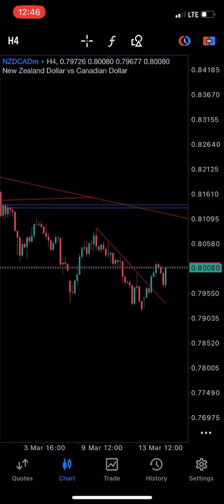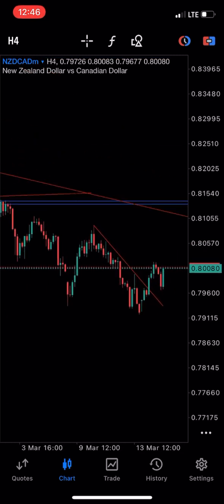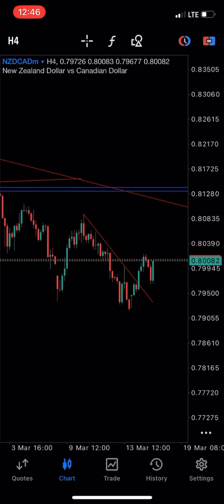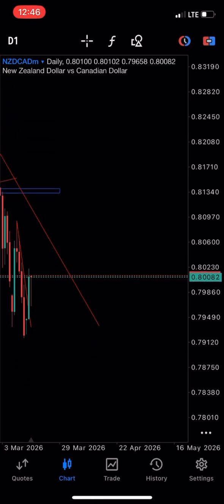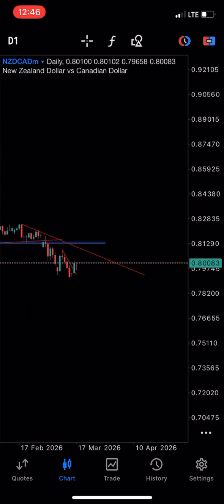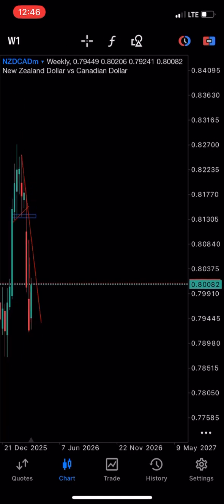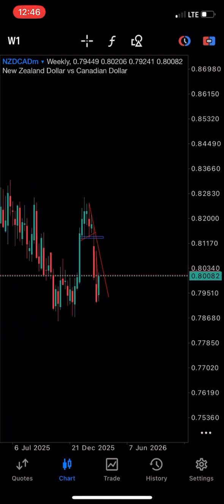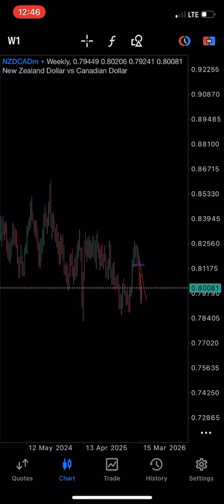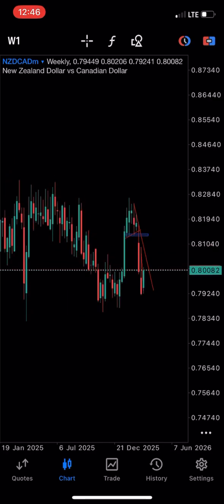NZD CAD, I can see a very beautiful opportunity here, which I think I did take last week. Yes, it's very beautiful. These are my trades that I would take any time, any day. But you know how we do, we come down to the weekly time frame, just some pre-analysis on what we've already done.